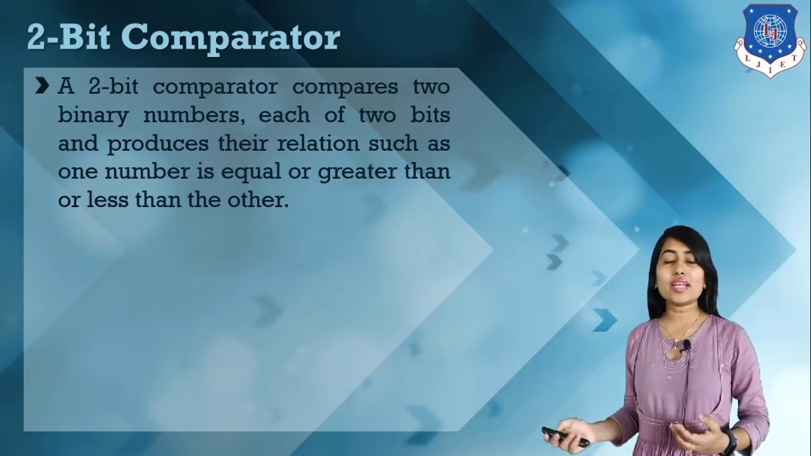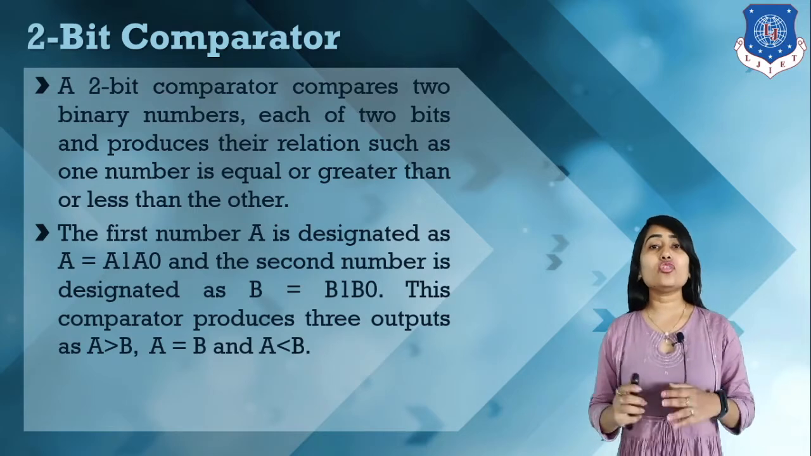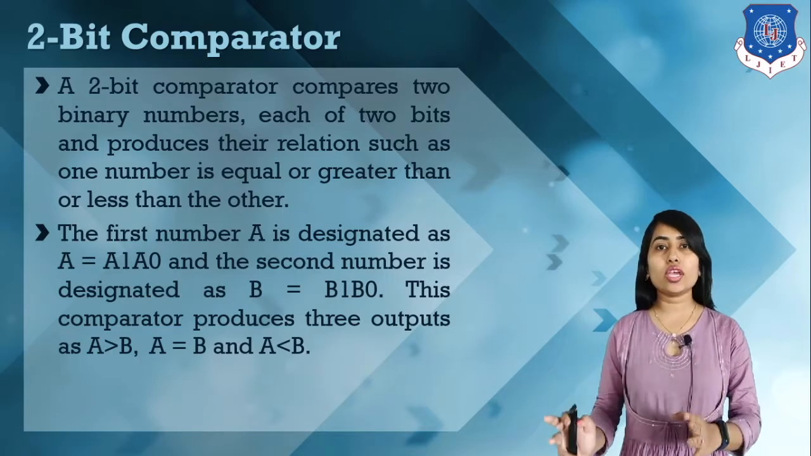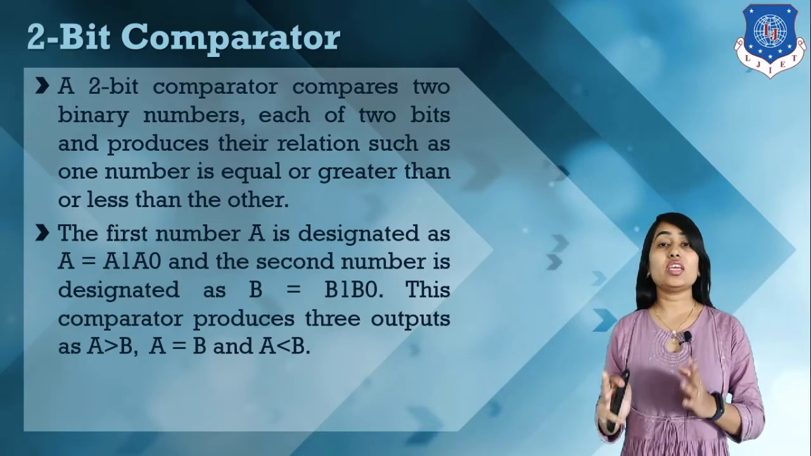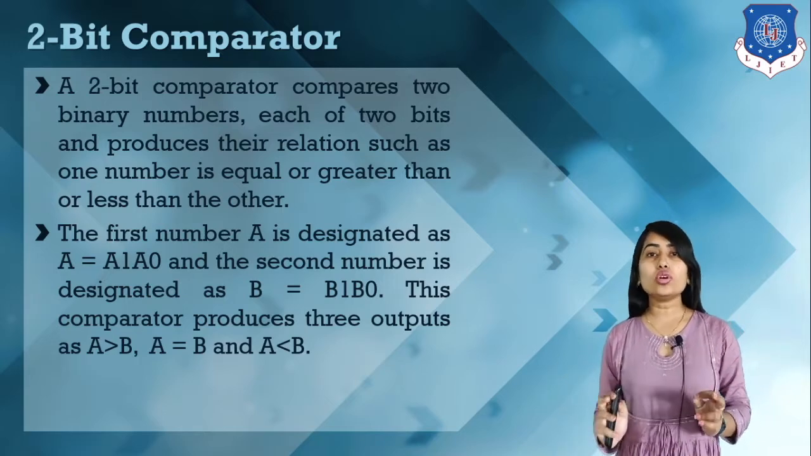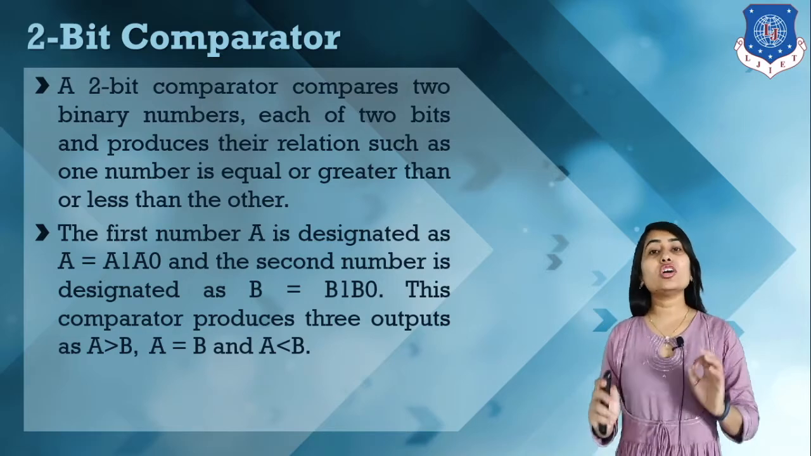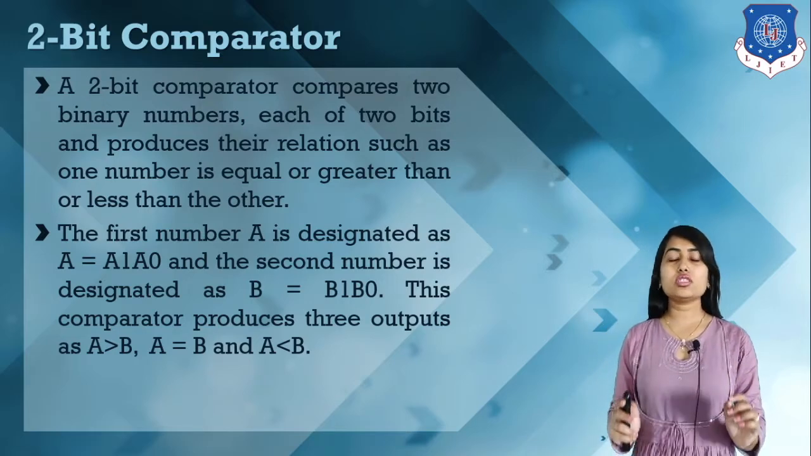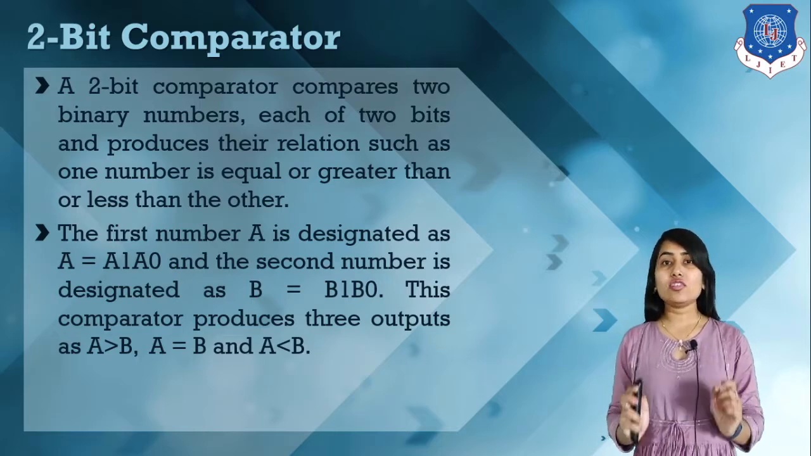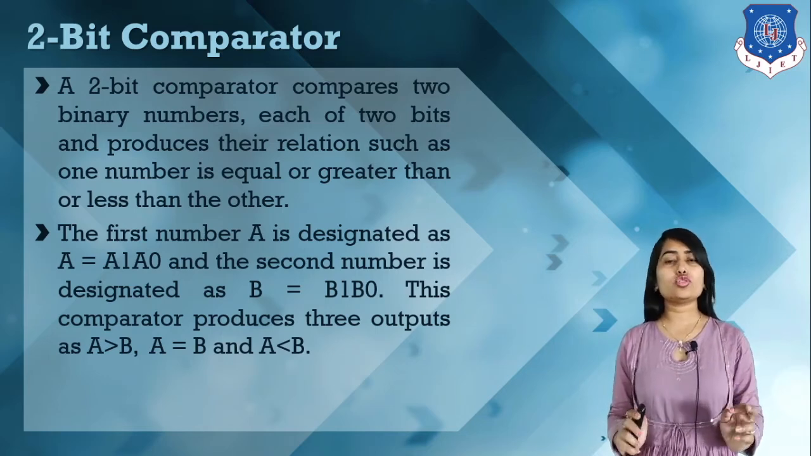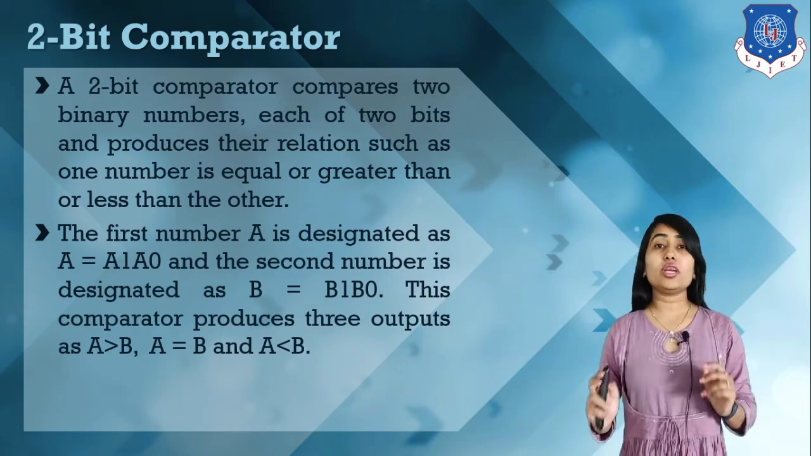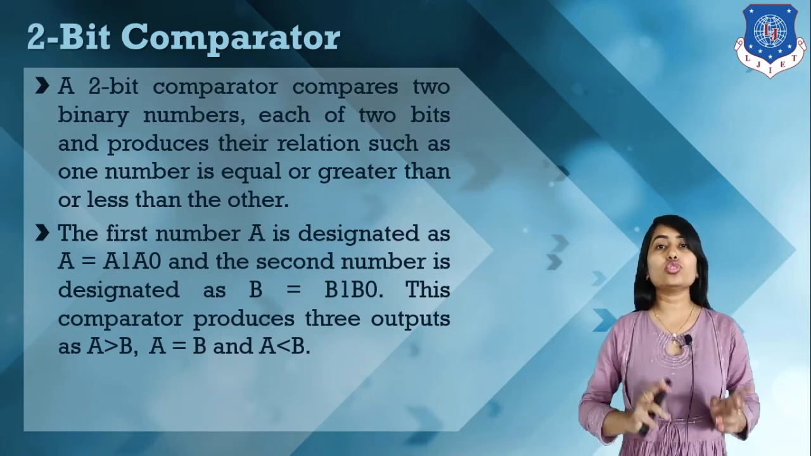So how can we compare the two numbers? For the comparison of two numbers having more than 1 bit, we first have to compare the MSB, and if the MSB is equal, then we go to the next bit. So first we compare A1 and B1, because they are the MSBs of A and B. If A1 is greater than B1, we can write A greater than B. If A1 is less than B1, we can write A less than B. But if A1 is equal to B1, we have to go to the next bit.